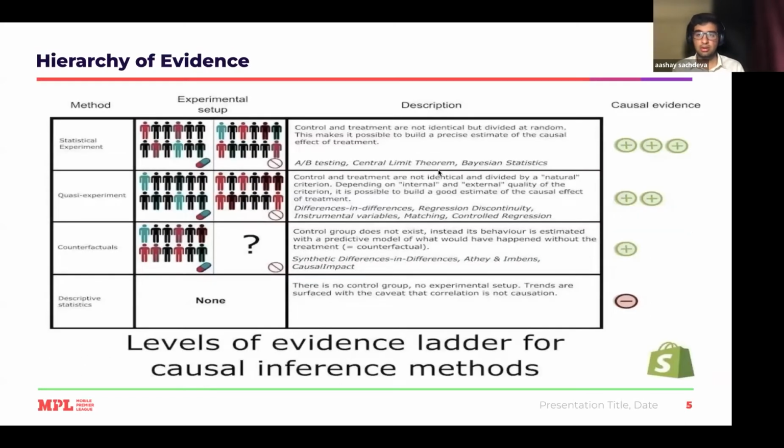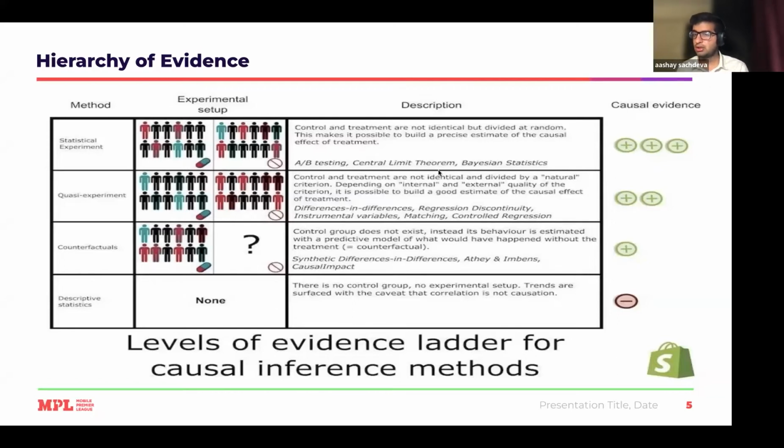This is a very good image from Shopify's blog. It basically gives you the hierarchy of evidence for experimentation, for knowing the statistical significance of an experiment. At the top, you can see we have A/B testing, which is the gold standard. After that, we have causal experiments, quasi experiments, which we will be talking about today. And then there are counterfactuals.